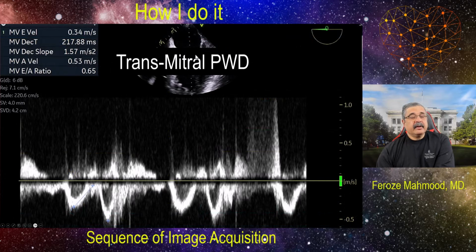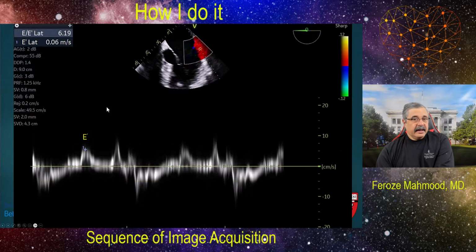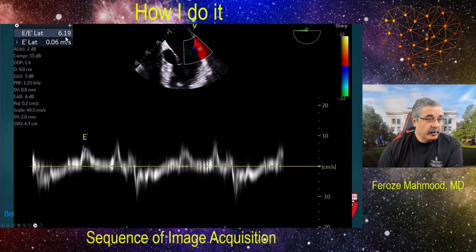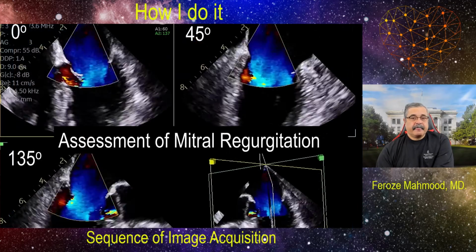At this point, I also put the pulse wave Doppler at the tips of the mitral leaflets, get the E, A wave, and measure the E wave velocity, the deceleration time, as well as the E over A ratio. While it is still there, using the tissue Doppler, I put it in the lateral mitral annulus and get the E prime velocity, and our machines are geared to provide us the E over E prime ratio, which is 6.19, pretty much within normal range. So this patient seems to have normal systolic function as well as normal left ventricular diastolic pressure.